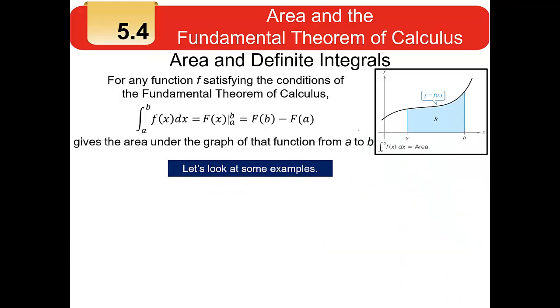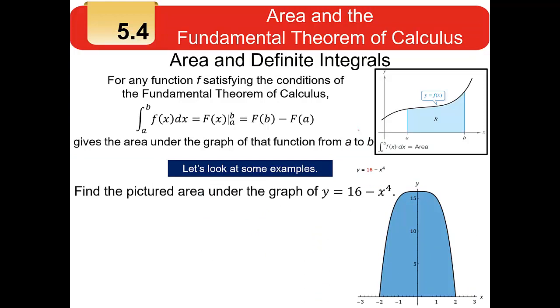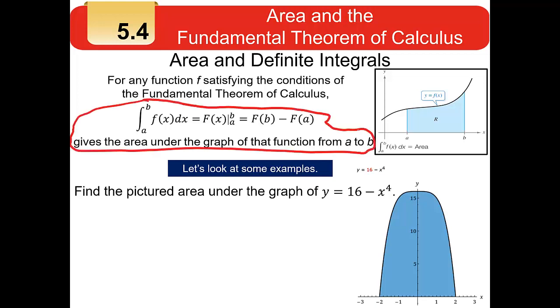Let's do another one with symmetry. Suppose I'm giving you this one. That actually happens to be the graph of y equals 16 minus x to the fourth. And again, you can see that same symmetry. I'm going to do it both ways. If you just completely ignore the symmetry, you're going to use the fundamental theorem again. You're going to integrate the function from minus 2 to 2.